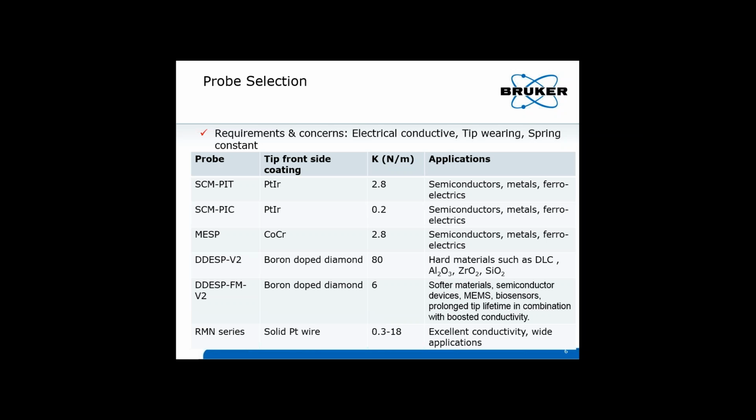If all the above probes are not good enough for you, we have the Rocky Mountain series probe, which is a solid platinum wire. The spring constant ranges from 0.3 to 18 Newton per meter. They have excellent conductivity and wide applications.